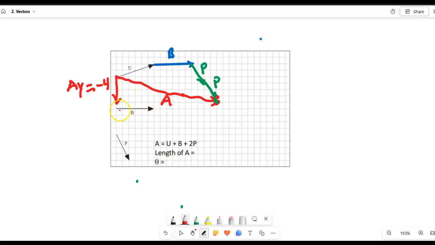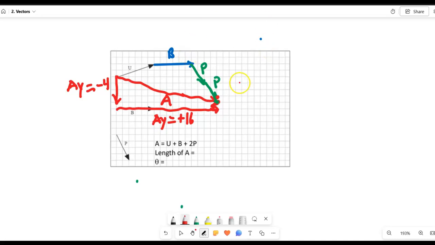Now let's figure out what AX is. AX starts here and goes all the way over to here, right here, and that's going to be 1, 2, 3, 4, 5, 6, 7, 8, 9, 10, 11, 12, 13, 14, 15, 16. So AX is equal to positive 16.